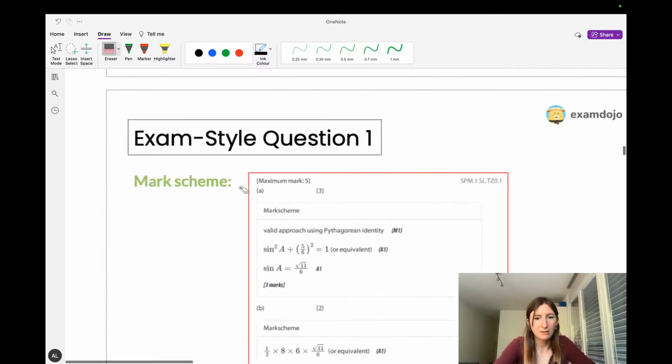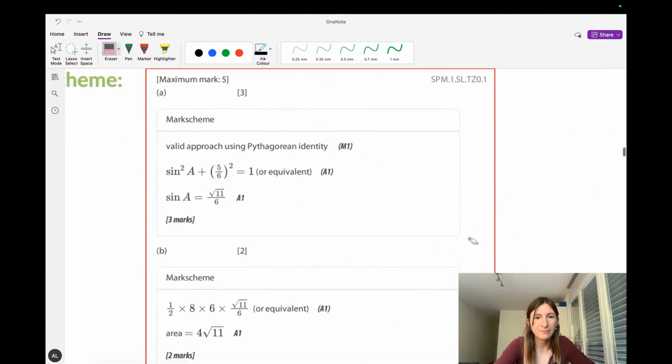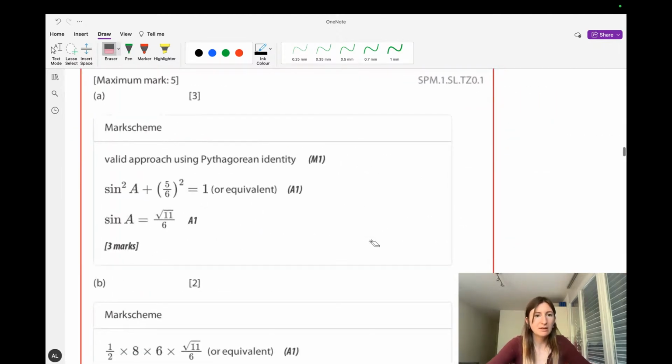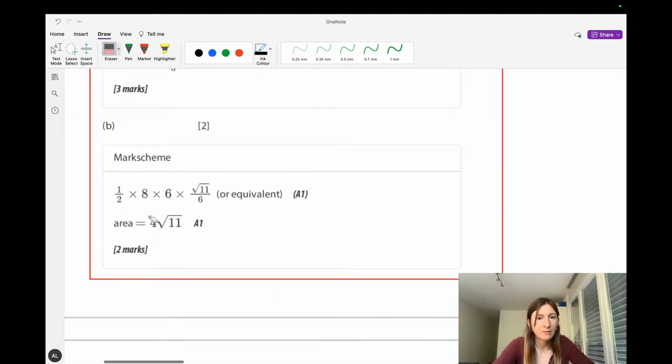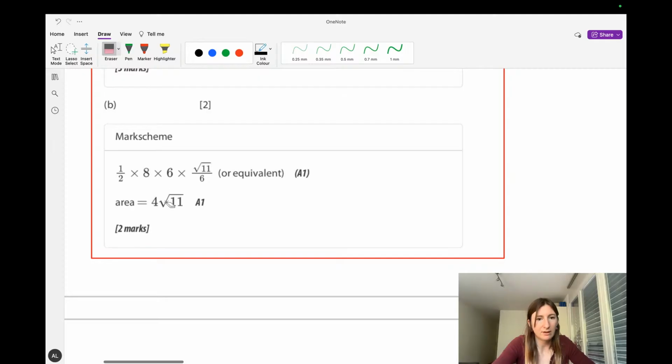In our mark scheme, see here how you have a valid approach using the Pythagorean identity. So it's not even any correct answers yet, it's just a valid approach. Then substituting into it, so really showing those steps, and then the final answer there. That was a lovely 3 marks. And here, nothing crazy, just substituting into the formula and the final area.